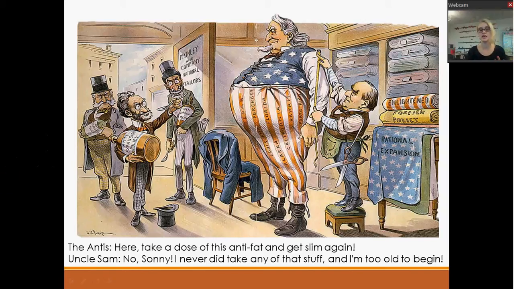So look at what is making him fat. If you look on Uncle Sam's pants there, it says California, Florida, Alaska, Louisiana Purchase, Texas. These are all the places that America has acquired since the beginning of the country. William McKinley here is the tailor, so he's the one measuring out Uncle Sam's new clothes. And Uncle Sam says, no, Sonny, I never did take any of that stuff, and I'm too old to begin. So the idea here is that America is just doing its foreign policy by taking all these places, but that's not necessarily considered a good thing for some of these guys.